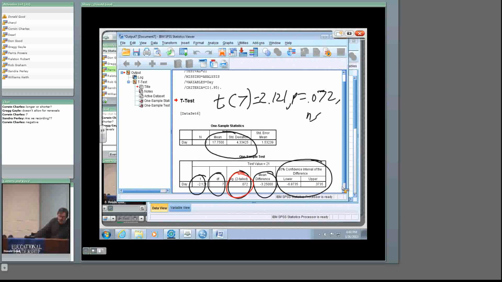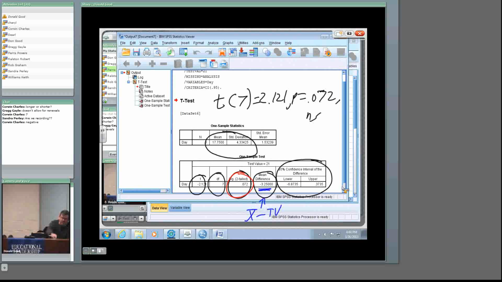Now, what does that mean difference mean? Mean difference is negative 3.25. Okay, that's the difference between, right here, the mean and the test value. I'll call it TV for test value. Our mean is 3.25 points lower than the test value.